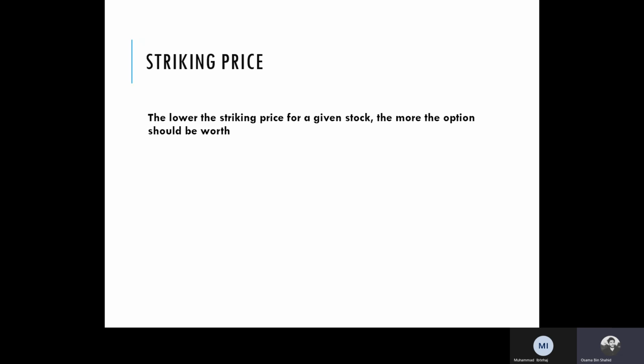So how does the striking price affect the call option? The lower the striking price for a given stock, the more the option would be worth. How is that? Because from the formula, we can clearly see that if the strike price lowers, the option will be worth more, because we actually subtract the present value of the strike price from the stock price. So if it is lowered, the option will be worth more.